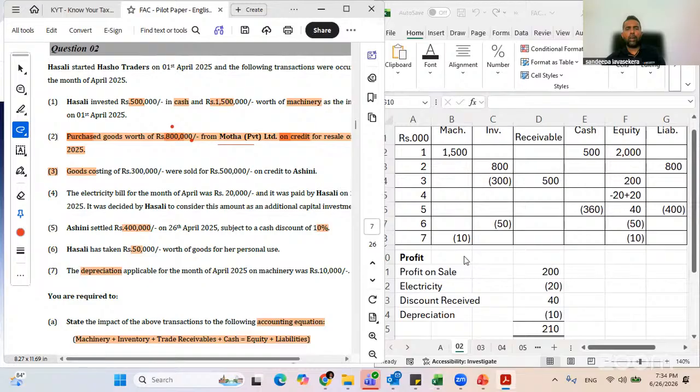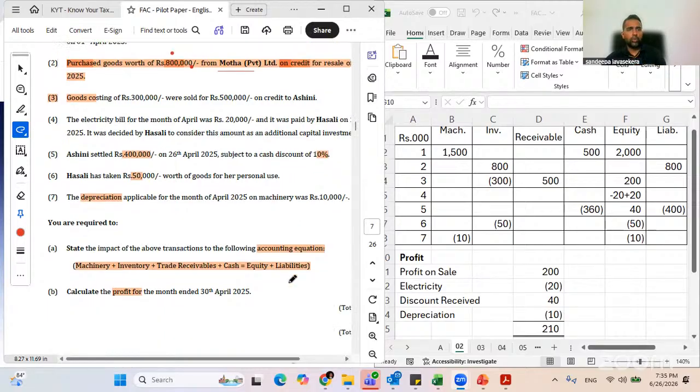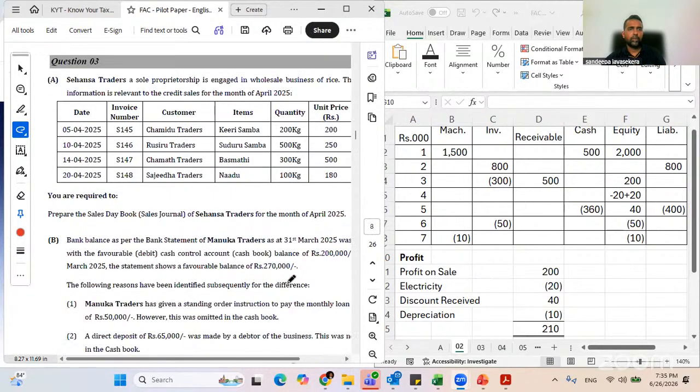Right, Lama. Are we okay up to question number 2? Are we clear? If you don't understand anything, just let me know. We're done with question number 2. We're coming towards question number 3.